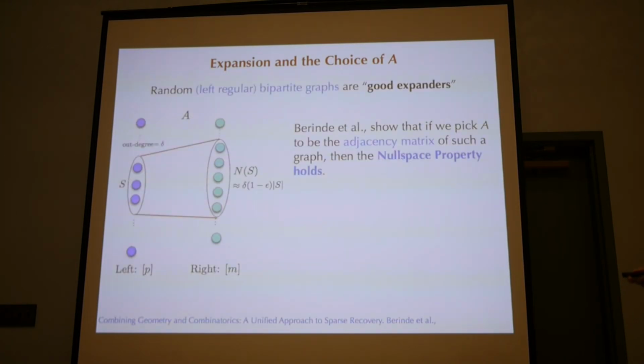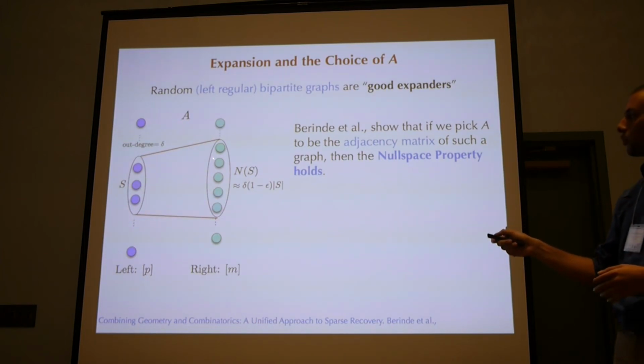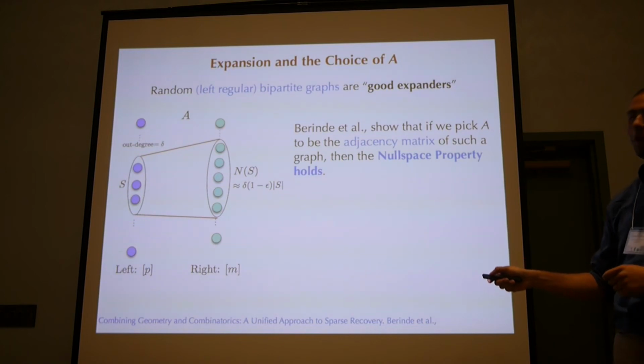Now, the one thing that I promised I'd tell you guys is how do you pick A, and I've been skirting around this for a while. The choice of A comes from this nice paper by Indyk et al. What they say is, if you pick A to be an adjacency matrix of a bipartite graph. What's a bipartite graph? It's just you have two sets of vertices and edges only go from this side to this side. There are no edges within groups. And if you pick left regular, that just means that the guys here all have the same degree.